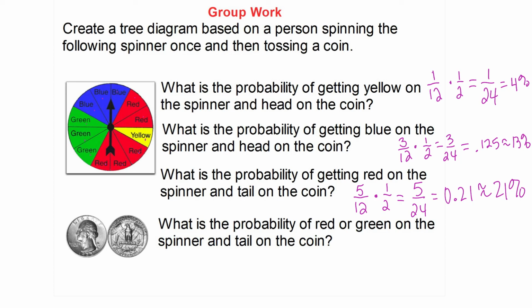And then the last one, what's the probability of getting red or green? So there's 1, 2, 3, 4, 5, 6, 7, 8. There's 8 spots that are either red or green out of the 12. And then also flipping a tail, which would be 1 out of 2. So that would be 8 out of 24, which is about, it's a 1/3 shot. That would be 0.33 repeating, which is approximately 33%.